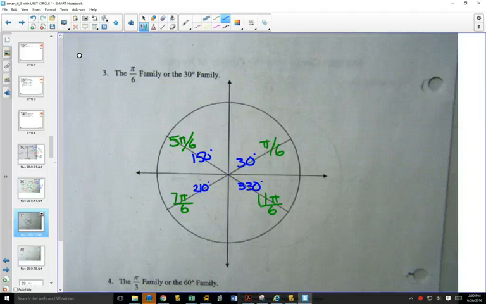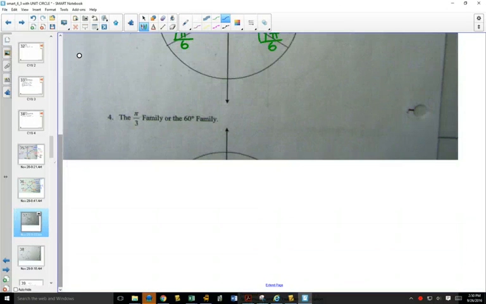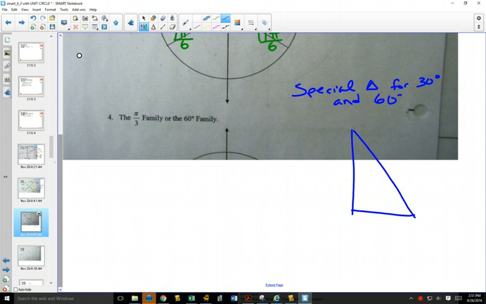Now, in between your 30-degree and your 60-degree family, in this space right down here, we're going to draw our special triangle for 30 degrees and 60 degrees. The reason it's a special triangle for both of them is because if you make a right angle triangle, which tells us our ratios for sine, cos, and tan, and you make this top angle 30 degrees, in order for it to add up to 180, the bottom angle has to be 60 degrees.